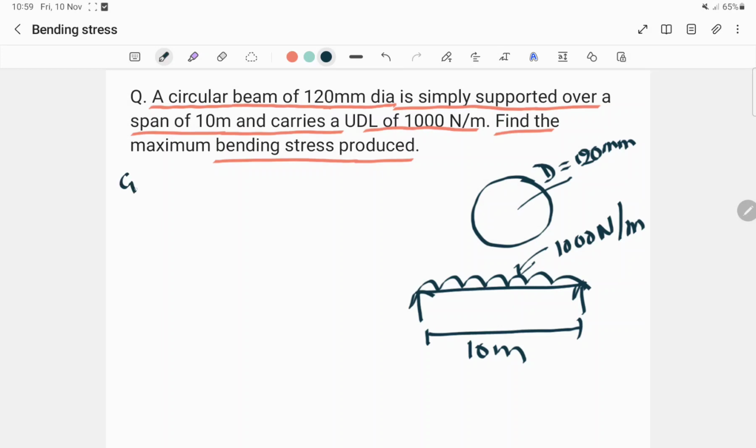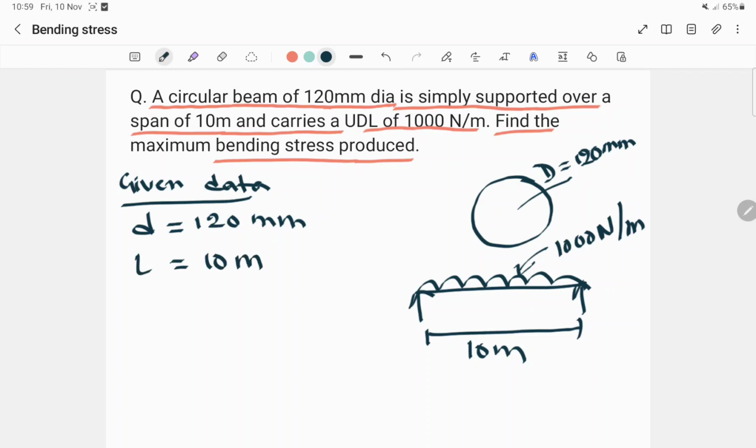First I'll write the given data. Here D is the diameter of the beam, 120 mm, and length is given, that is 10 meter, and what we need to find is the bending stress, denoted by sigma B.